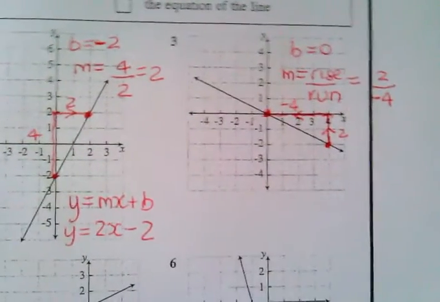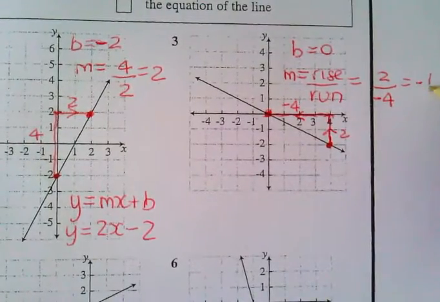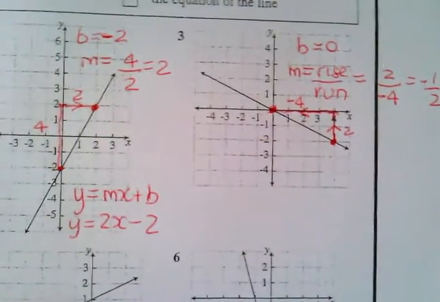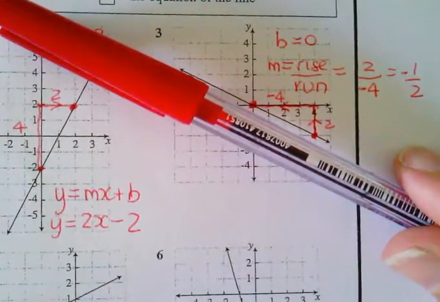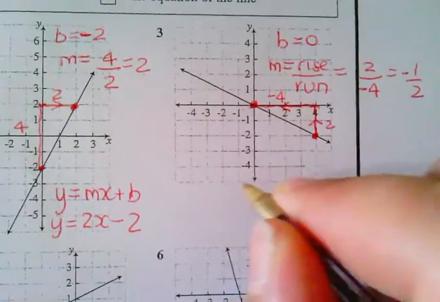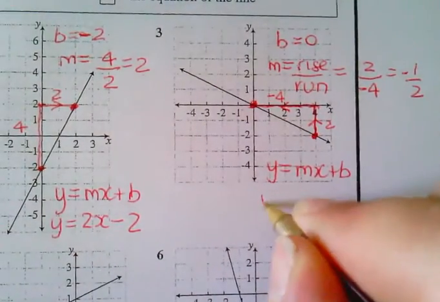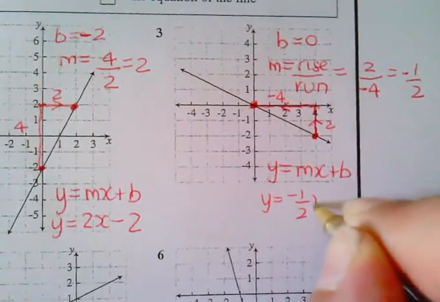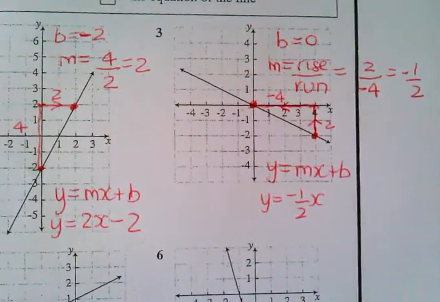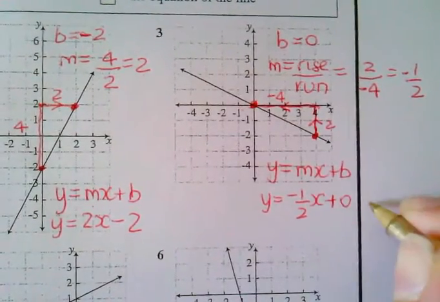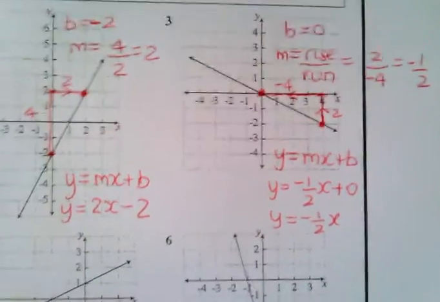So on your calculator, or however else you want to do it, 2 over negative 4 is actually negative a half. So therefore the gradient, and we can see the gradient of this line is negative, and we can see it's not very steep as well. So therefore the equation of this line, we know that it's of the format y equals mx plus b. My m is negative a half x, and my b is 0, so I write plus 0, or I don't have to put anything. In other words, it's y equals negative a half x. So that's the equation of that line.